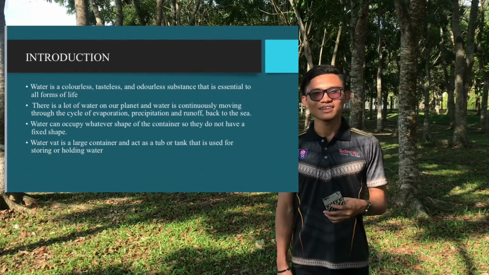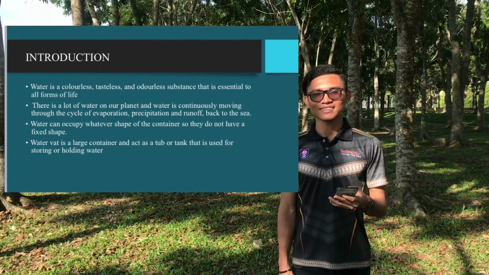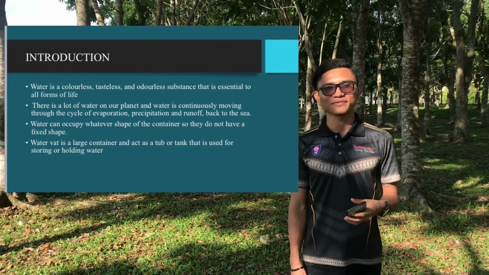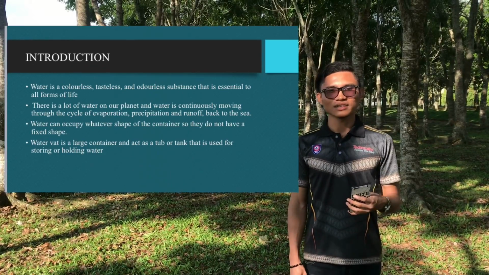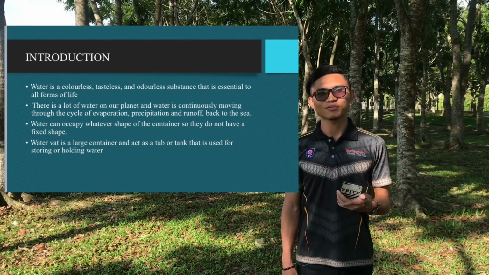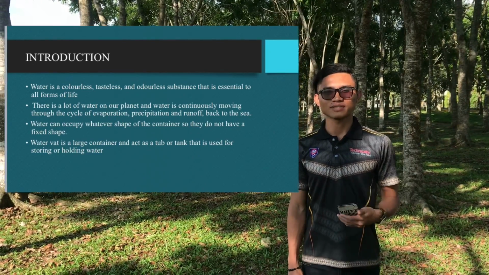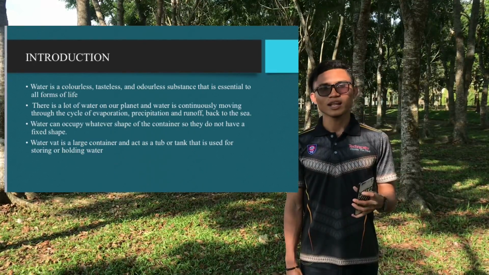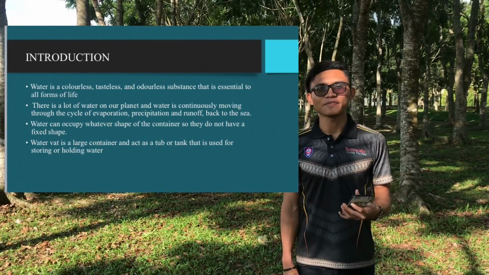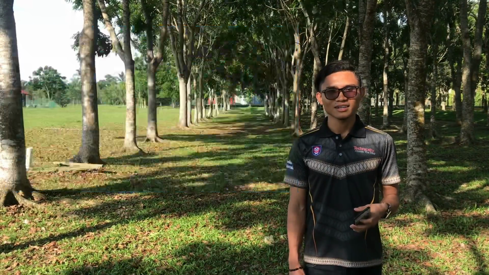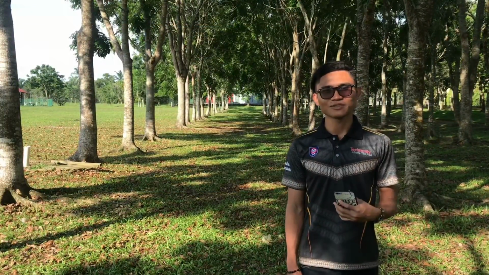Water is a colorless, odorless, and tasteless substance that is essential to our life. Water mostly lives on our planet through precipitation, evaporation, and runoff back to the sea. Water will fill every container that has a fixed shape, so in our project we will continue with the leakage at a certain elevation.